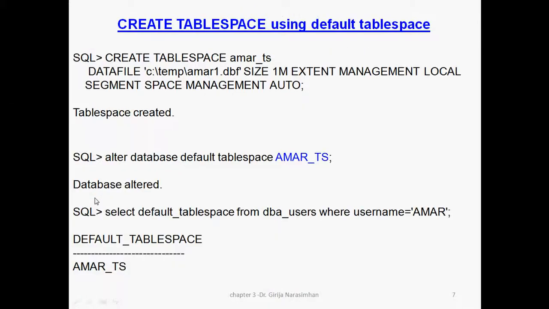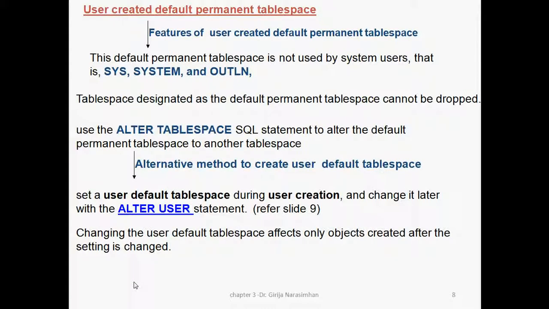Previously it was users. Now once I change the database, we should be very clear: I am changing the database. If you change the database default, automatically those who were assigned users all get this table space. So this is how a user creates a default permanent table space. Why do I want to create it? The default permanent table space is not used by system users, that is SYS, SYSTEM, OUTLN and others. A table space designated as the default permanent table space cannot be dropped.